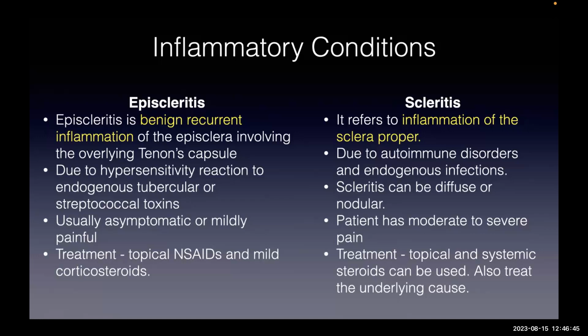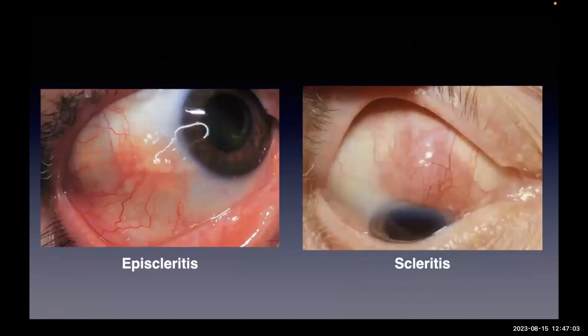Scleritis refers to inflammation of the sclera proper. It is due to autoimmune disorder or any endogenous infections. Scleritis can be diffuse or nodular. Patient has moderate to severe pain. Treatment can be topical, and systemic steroids can be used. And also treatment of the underlying cause should be done. The first picture is of the episcleritis and the second is of the scleritis.